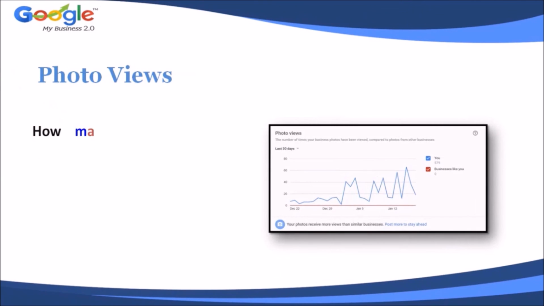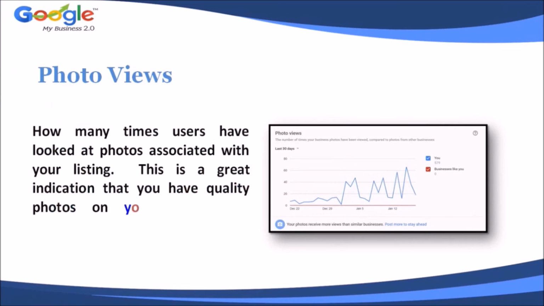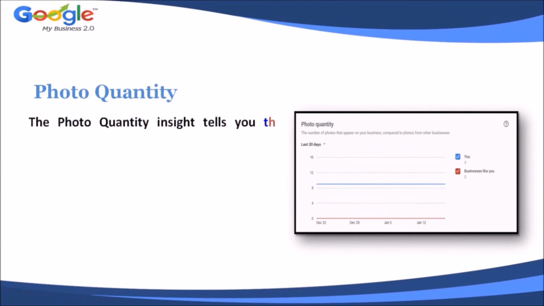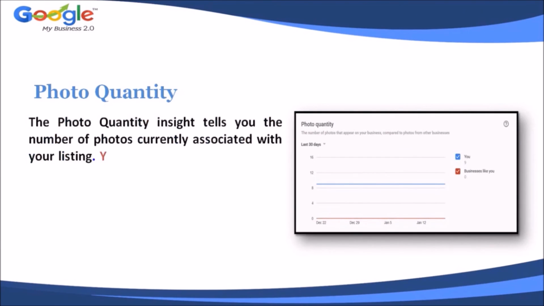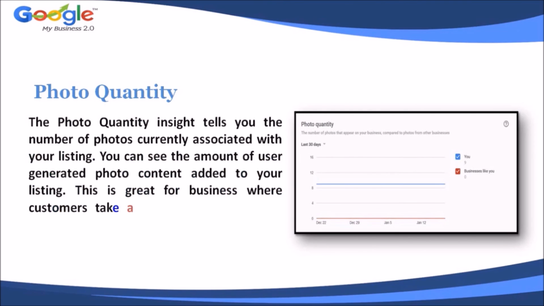Photo views. How many times users have looked at photos associated with your listing. This is a great indication that you have quality photos on your Google My Business listing. Photo quantity. The photo quantity insight tells you the number of photos currently associated with your listing. You can see the amount of user-generated photo content added to your listing. This is great for businesses where customers take a lot of pictures of your products or services.